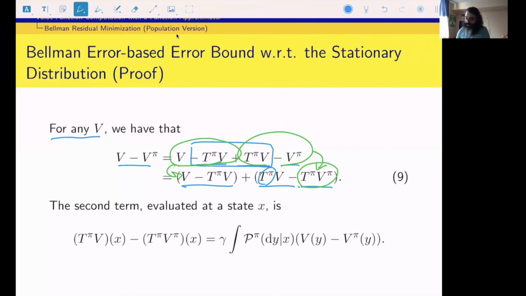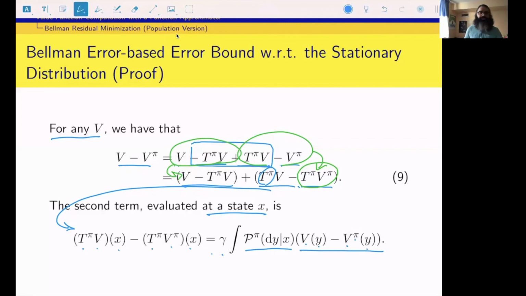And the second term, I just evaluated at the state x and tried to simplify it. So T^π V(x) minus T^π V^π(x), we have a reward part, but they cancel. So what remains would be gamma times the integral of P^π(dy|x) times the difference between V(y) minus V^π(y). Is this clear? So that's what we have.